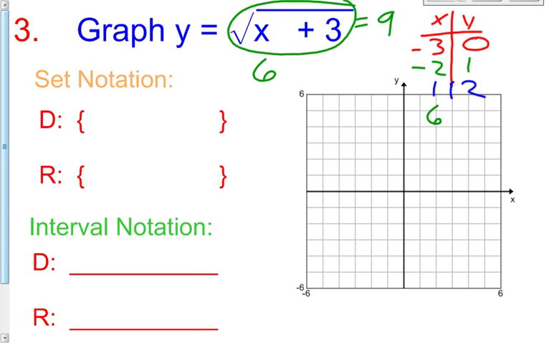So if my x is 6, what is 6 plus 3? 9. And the square root of 9 is 3. Whew! You found your points. Let's put them on our graph.